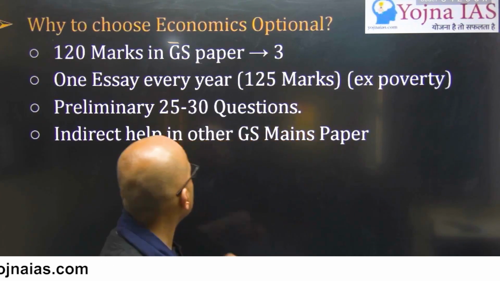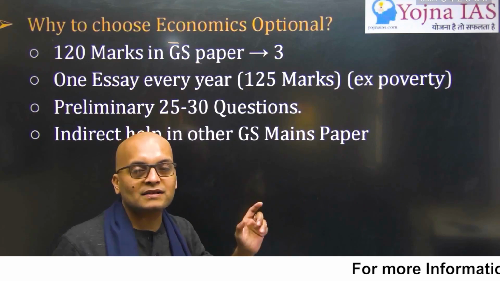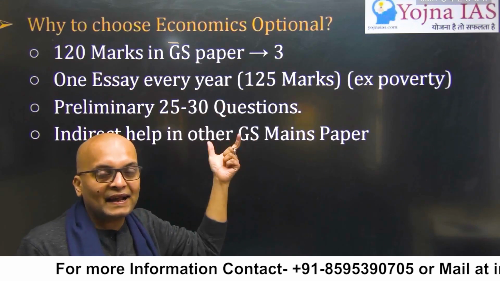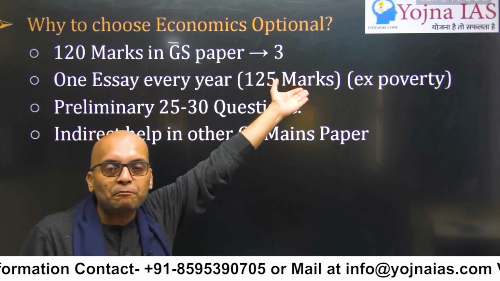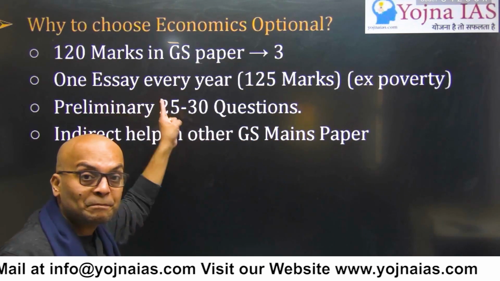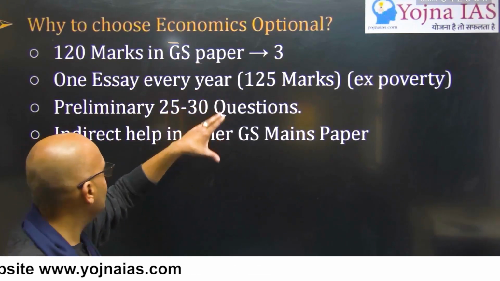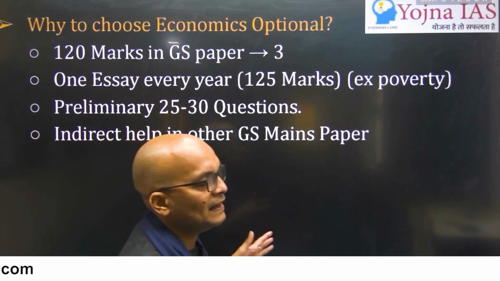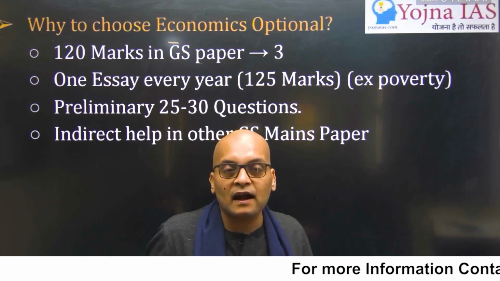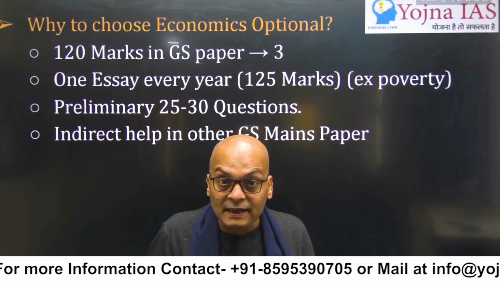Second point, in your GS Paper 3, 120 marks come directly from the economics section. Then every year you get one essay of 120 marks. For example, poverty, which is a topic of economics. So it is helping you in prelims, in GS Paper 3, plus there is one essay. There is also indirect help in other GS mains papers as well, for example agriculture or the industrial sector. All these sectors come under Indian economy.